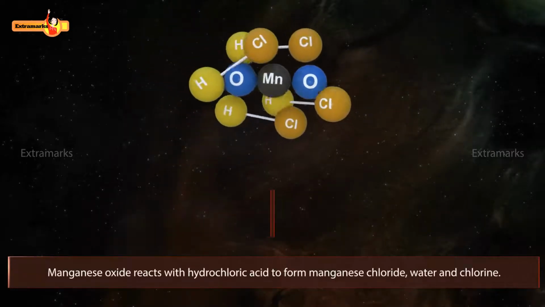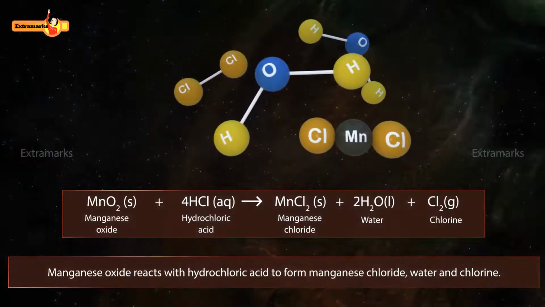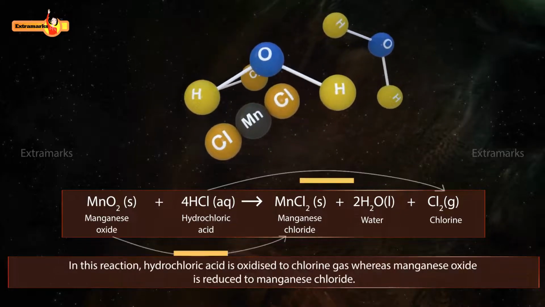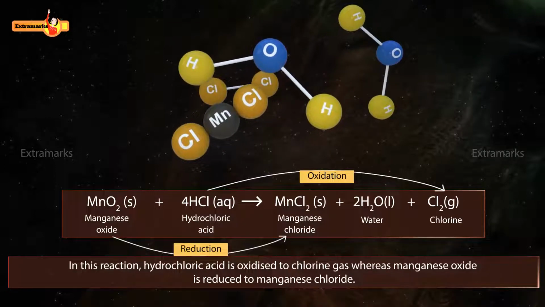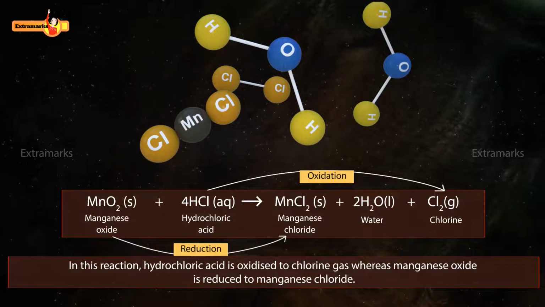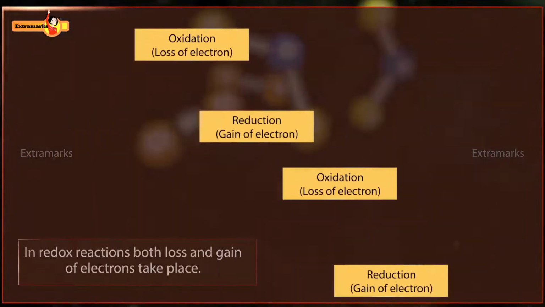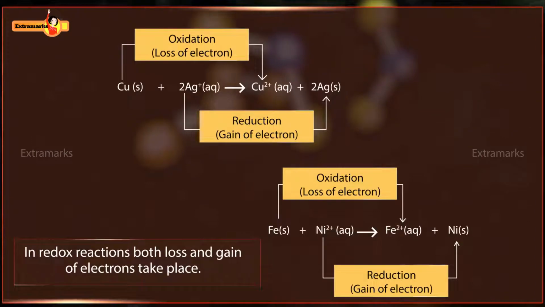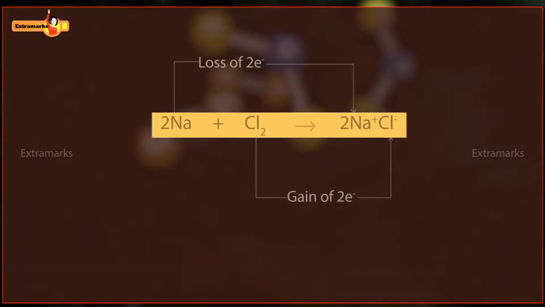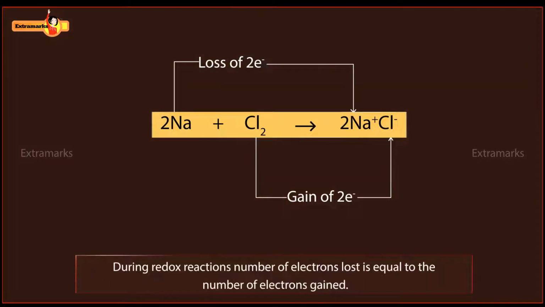Similarly, manganese oxide reacts with hydrochloric acid to form manganese chloride, water and chlorine. In this reaction, hydrochloric acid is oxidized to chlorine gas, whereas manganese oxide is reduced to manganese chloride. Since redox reaction involves both oxidation and reduction, therefore, in redox reactions, both loss and gain of electrons takes place. Here are some examples of the same. Remember, during redox reactions, number of electrons lost is equal to the number of electrons gained.